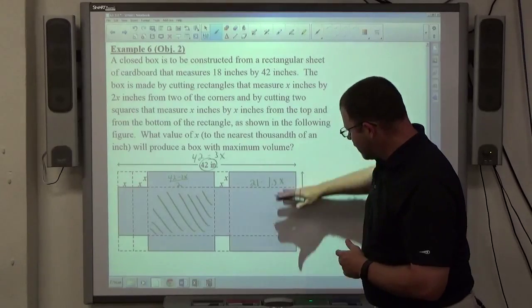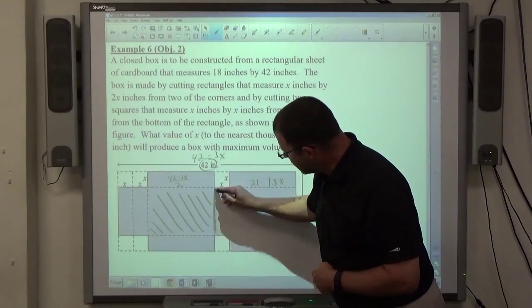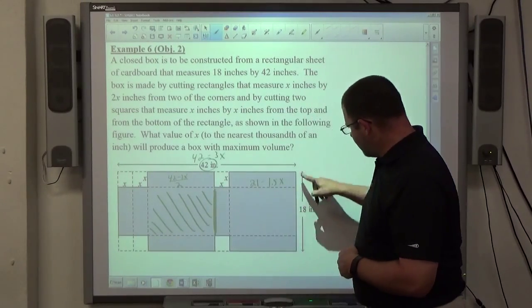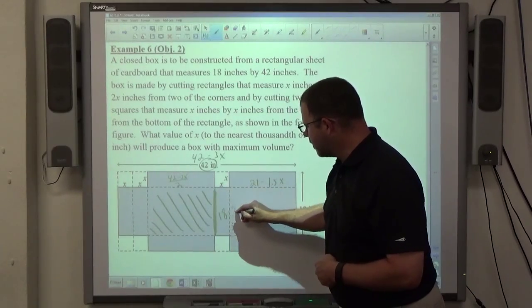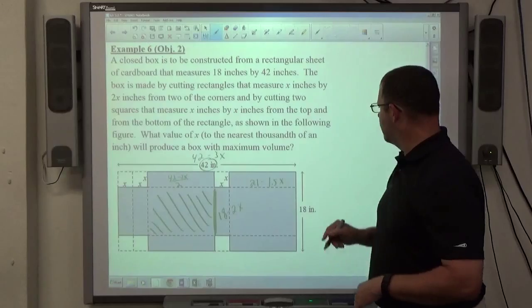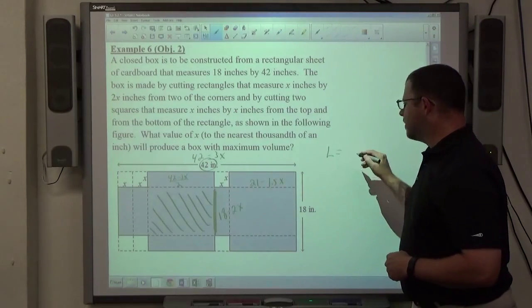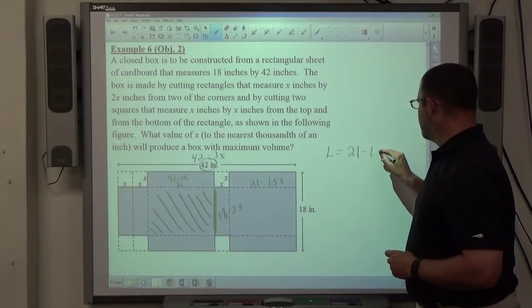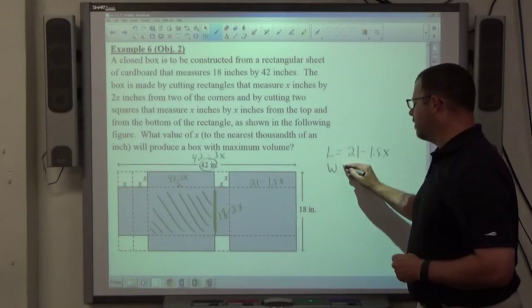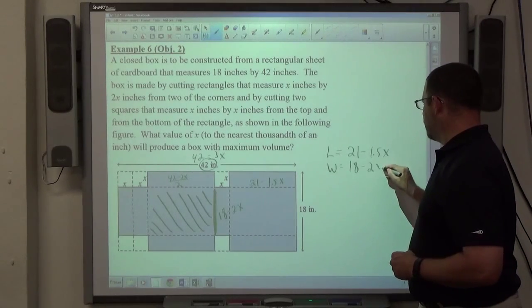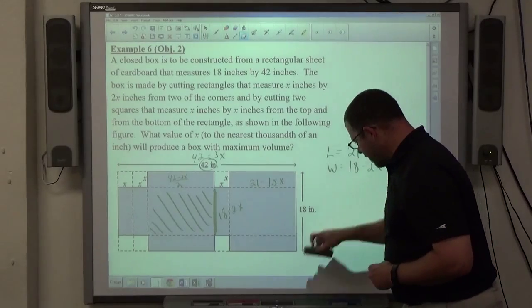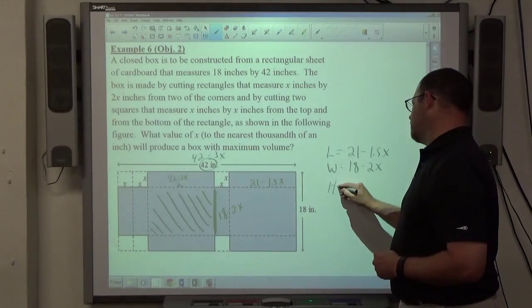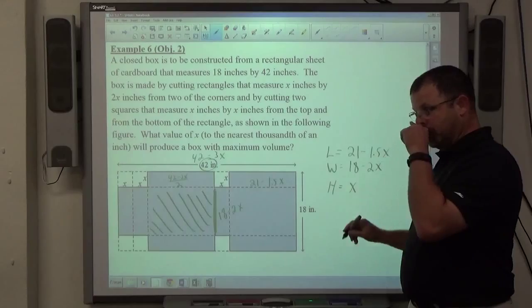The width of the base is this length here. And notice this is 18, and we're taking x and x off it, so 18 minus 2x is the width of this. So the length of the base is 21 minus 1.5x. The width of the base is 18 minus 2x. And the height, oops, ahead of myself here, the height is simply going to be x.